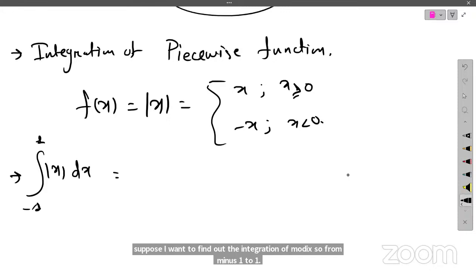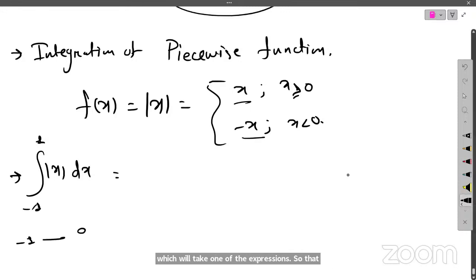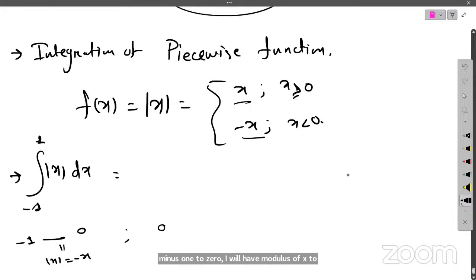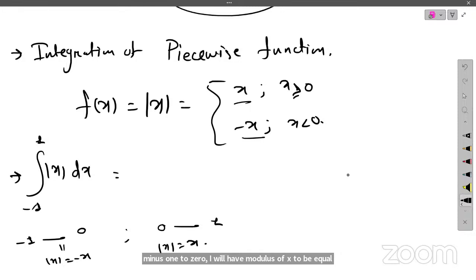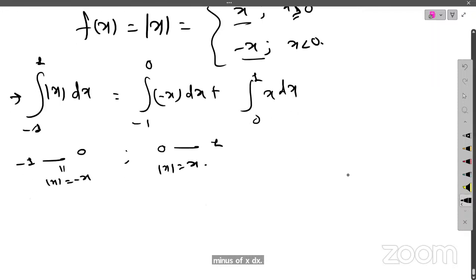Then what you will do is divide the limit of integration in such a way that each part takes one of the expressions. So here, if I divide the limit from -1 to 0, I will have modulus of x equal to minus x. And if I divide from 0 to 1, then I will have modulus of x equal to x. So this integration is equal to integration from -1 to 0 of minus x dx, plus integration from 0 to 1 of x dx.